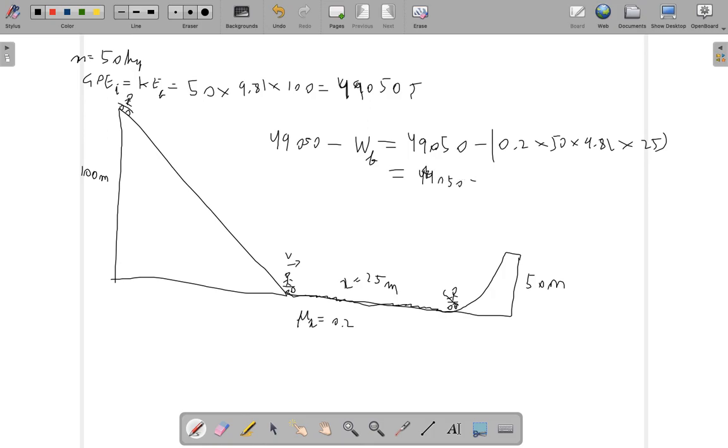So we get 49050 minus 245.25. It's lucky that he doesn't really lose much energy or speed over here. So he might actually be able to make the jump.